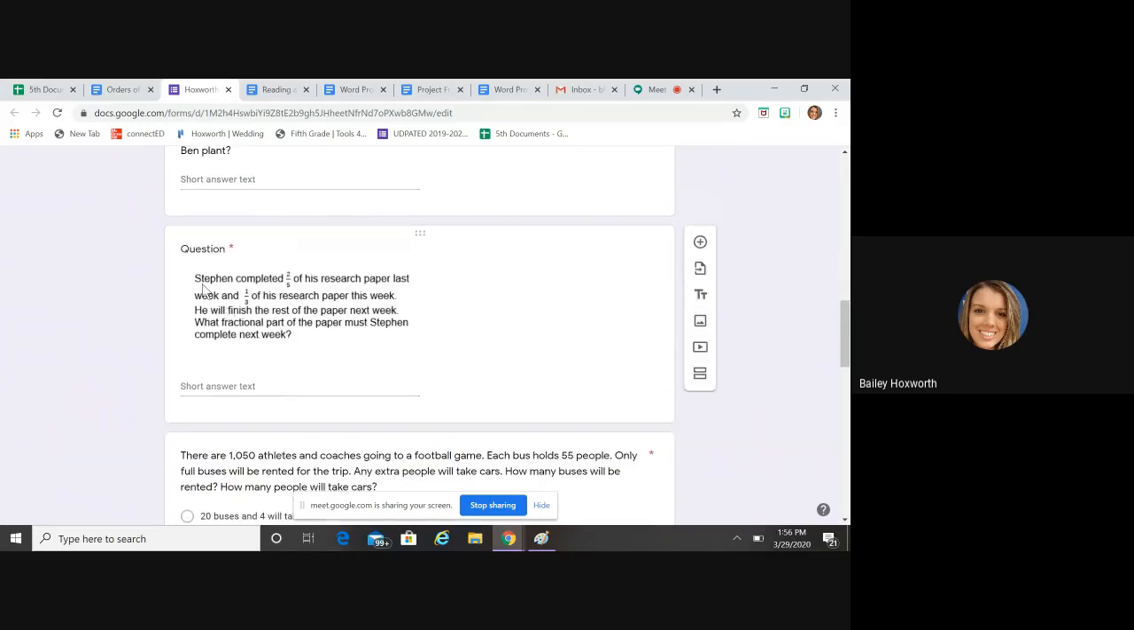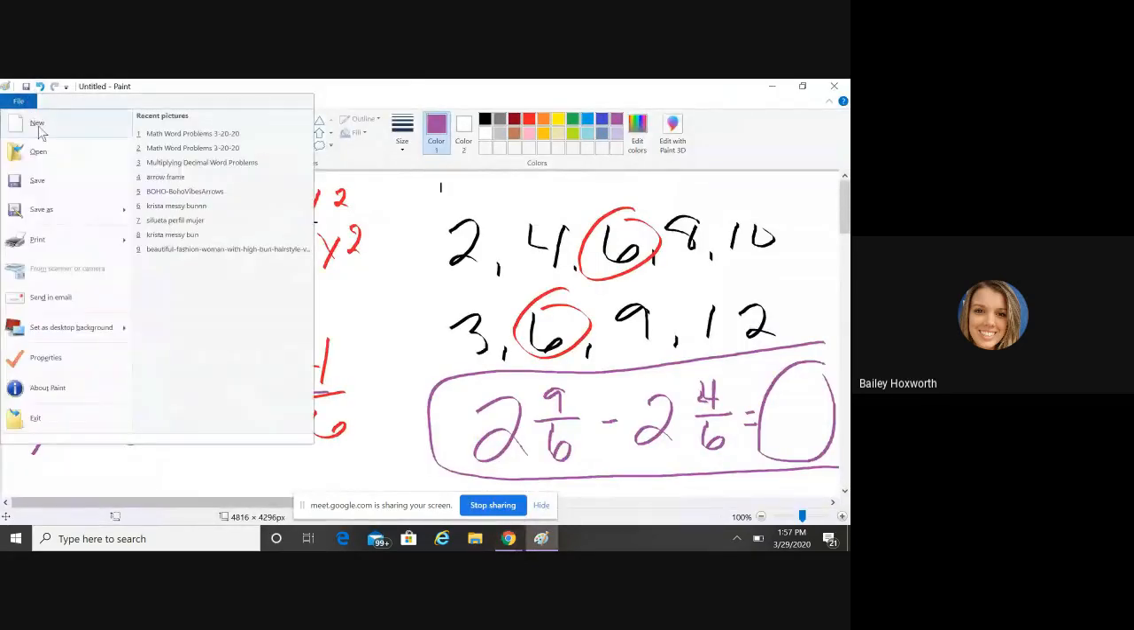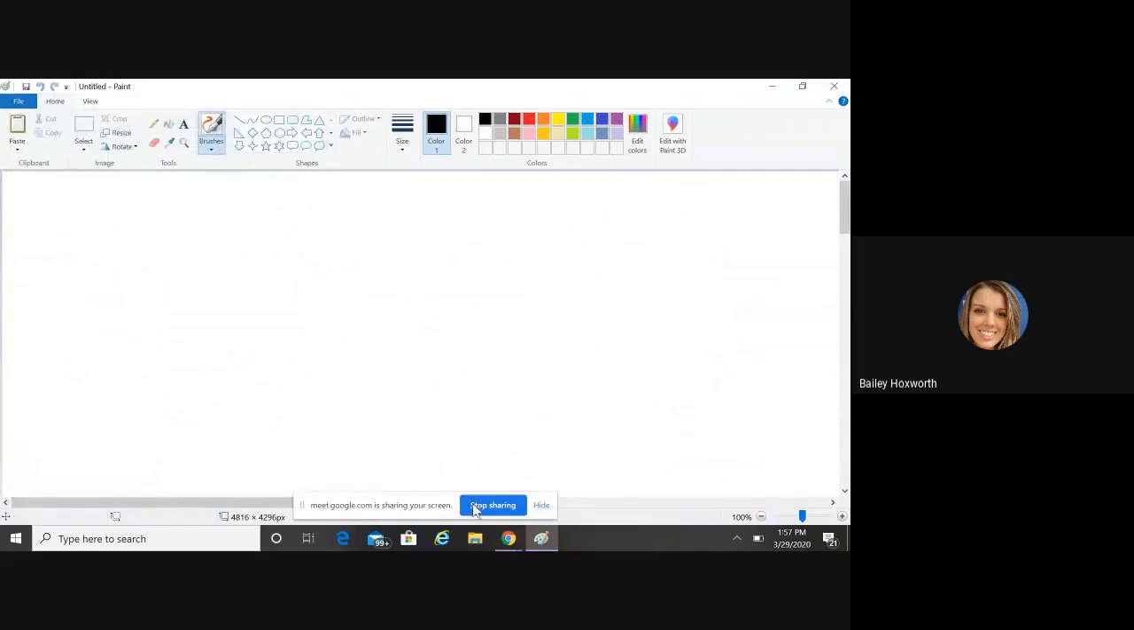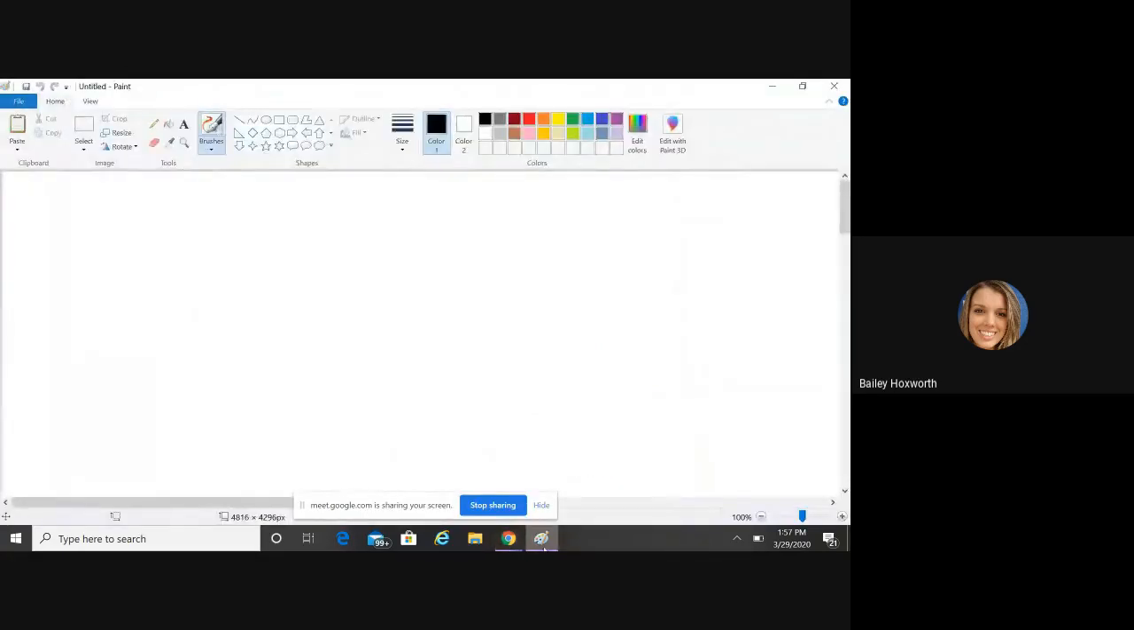Next one. Stephen completed 2/5 of his research paper last week and 1/3 of his research paper this week. He will finish the rest of the paper next week. What fraction of the paper must he complete? So let's find out. First things first. Do I have common denominators? No, I have 2/5 and 1/3. 2/5 plus 1/3. I got to figure out how much he's completed in all.